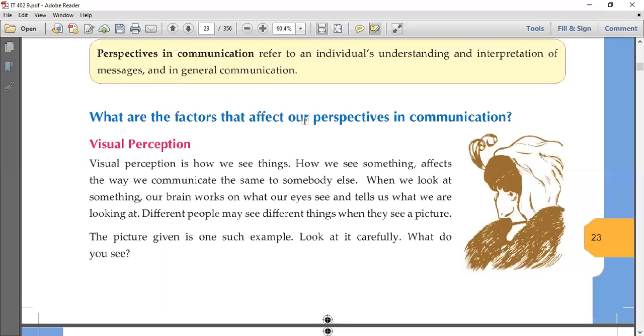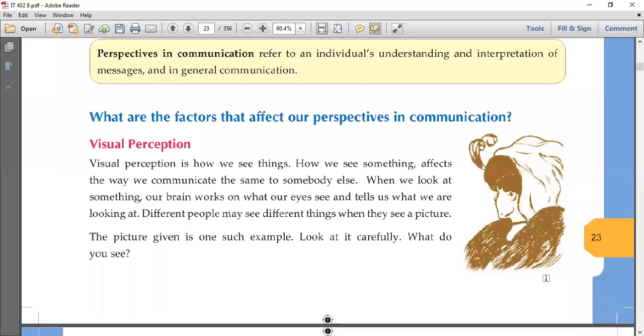What are the factors that affect our perspective? Visual perception. Visual perception is how we see things. How we see things affects the way we communicate the same to somebody else, right? When you look at something, your brain works on what your eyes see and tells you what you are looking at, right? And different people may see different things when they see a picture.